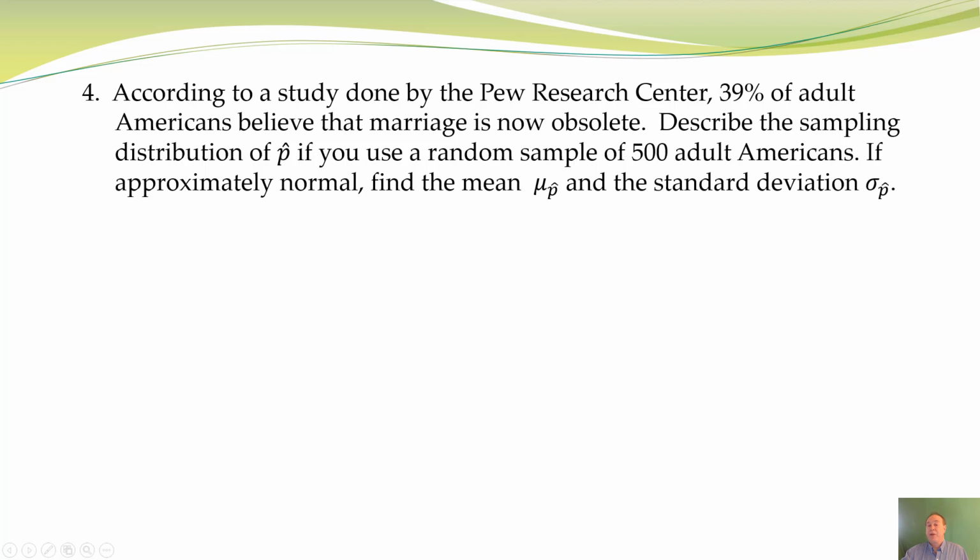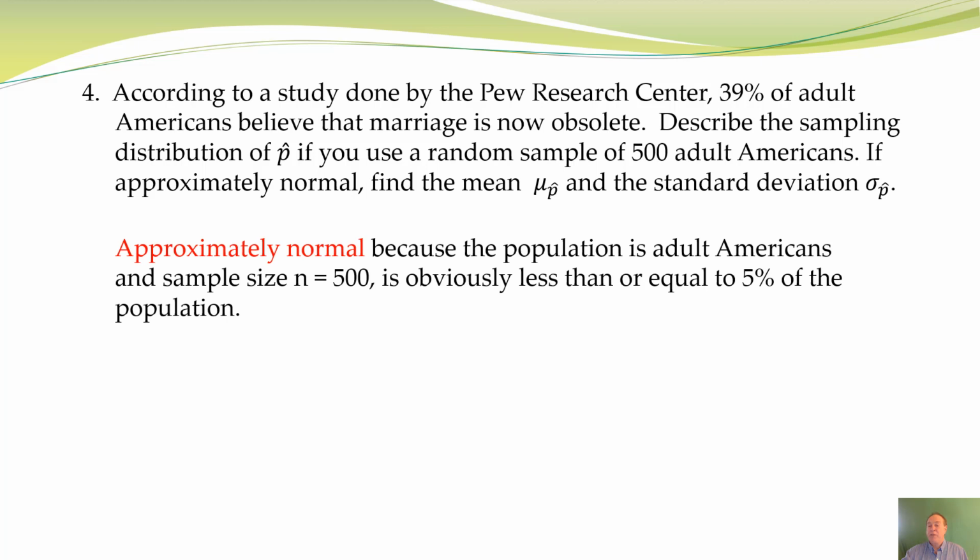According to a study done by the Pew Research Center, 39% of adult Americans believe that marriage is now obsolete. Describe the sampling distribution of p hat if you use a random sample of 500 adult Americans. If approximately normal, find the mean, mu of p hat, and the standard deviation, sigma of p hat. Well, this is approximately normal because the population is adult Americans and the sample size is n equals 500.